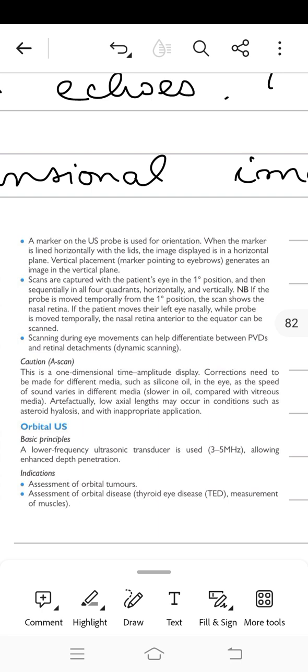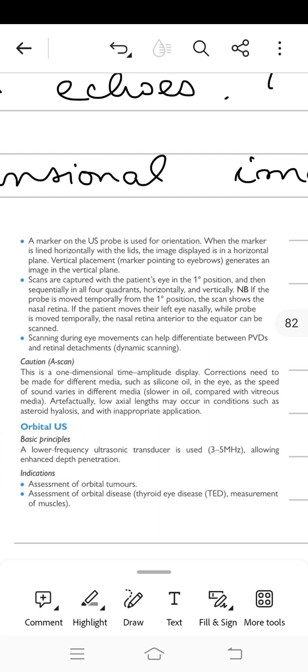Scans are captured with the patient's eye in primary position and then sequentially in all four quadrants, horizontally and vertically. If the probe is moved temporally from the primary position, the scan shows the nasal retina. If the patient moves their left eye nasally while the probe is moved temporally, the nasal retina anterior to the equator can be scanned. Scanning during eye movements can help differentiate between PVDs and retinal detachments. This is dynamic scanning, a very important point.